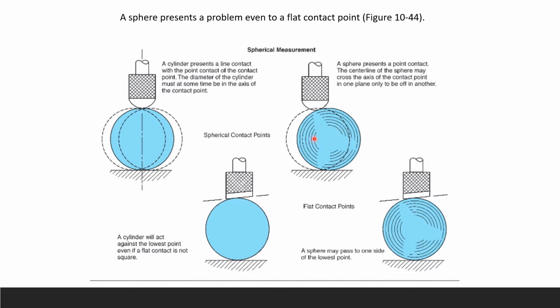Here, spherical contact point. The sphere represents a contact, and the center line again of the sphere may cross the axis of the contact point. So here the center line is right there. It's supposed to be right here, but it can come off that line. A cylinder will act against the lowest point, even if a flat contact is not square. This is not a very square flat contact. It is a flat contact, but it's kind of serrated. And here are flat contact points. A sphere may pass to one side of the lowest point.